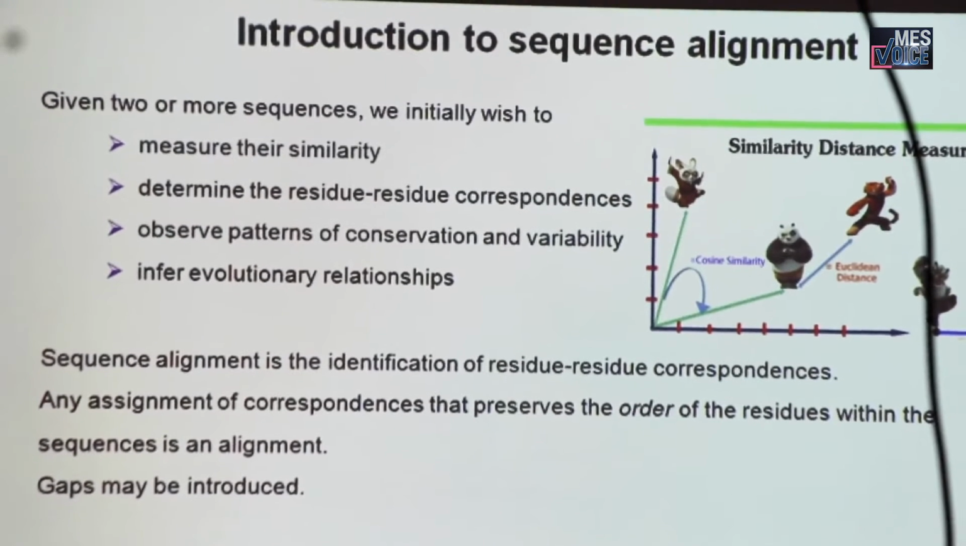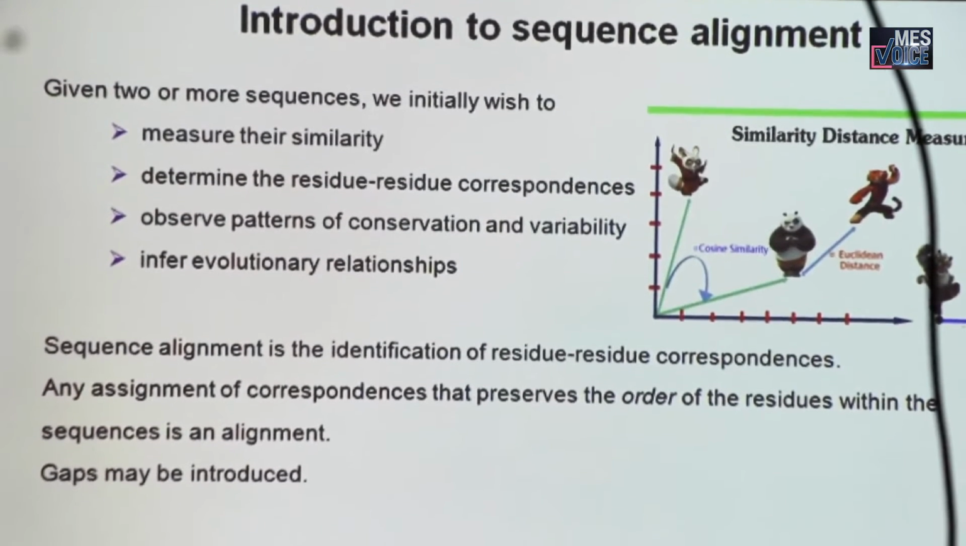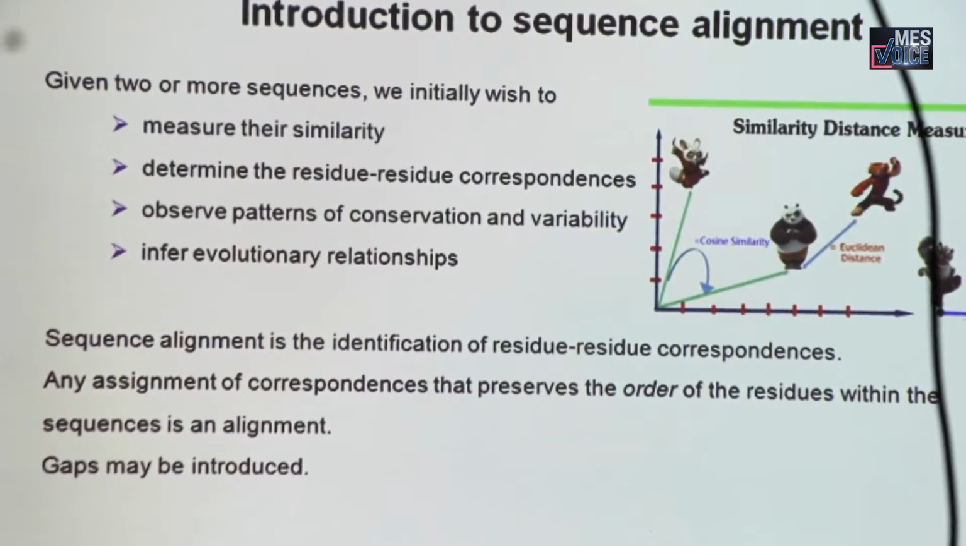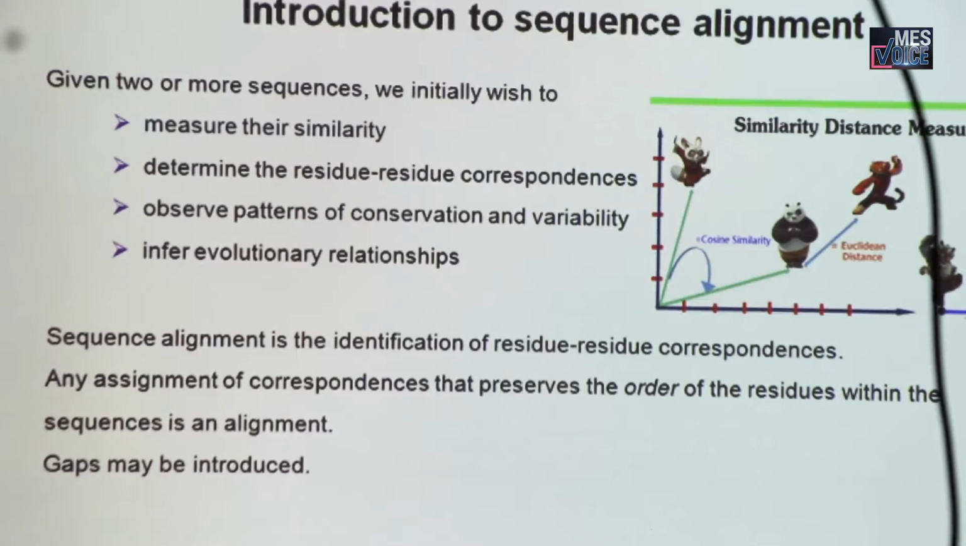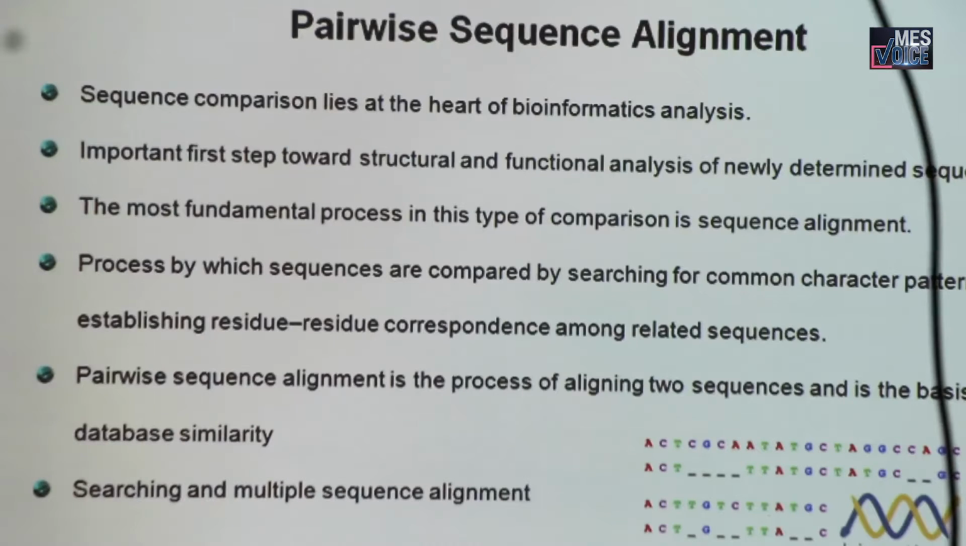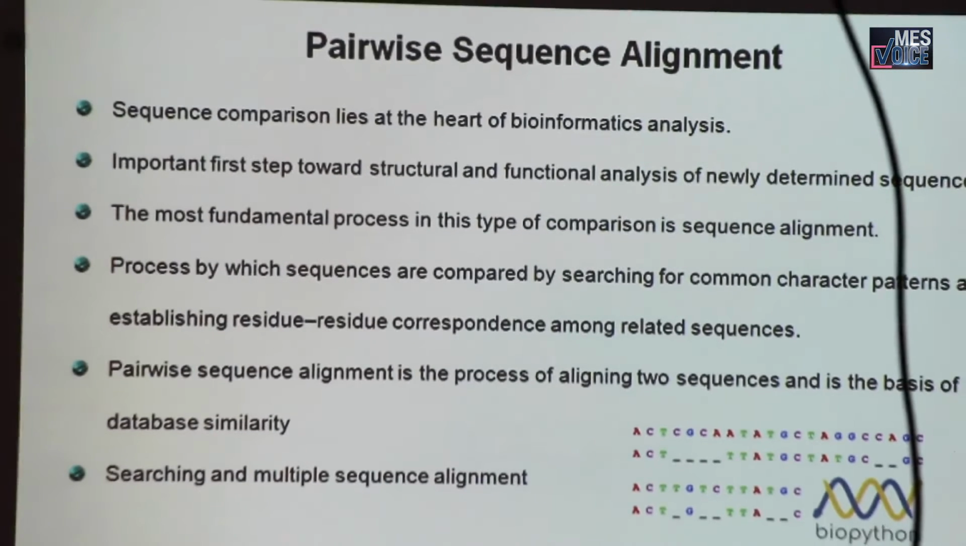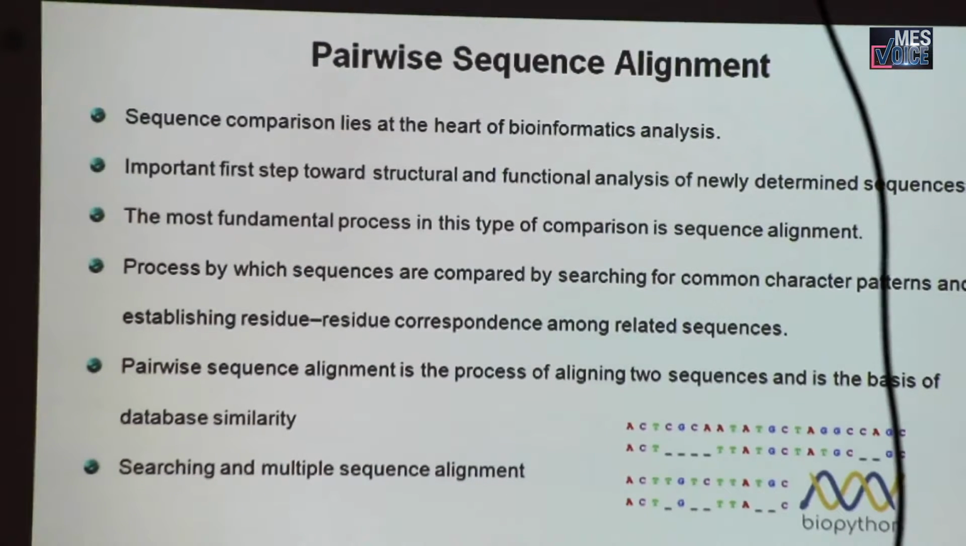and in an alignment gaps can be introduced. Sometimes there will be some missing areas, so the program will introduce a gap for that. Then the first type of sequencing is pairwise sequencing, what we did yesterday.